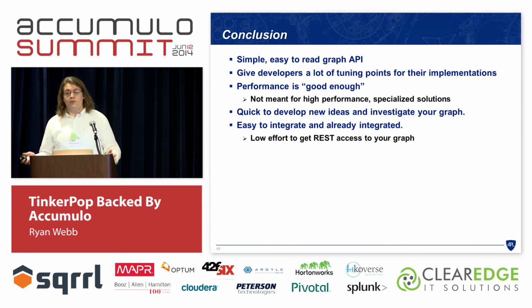So in conclusion, what we have is a simple, easy-to-read graph API. It gives developers a lot of tuning points to improve the performance to their use case. Performance is good enough. There's minimal overhead compared to the Accumulo input format. Our vertex input format is practically the same. There's minimal overhead for object creation, but it's practically the same.